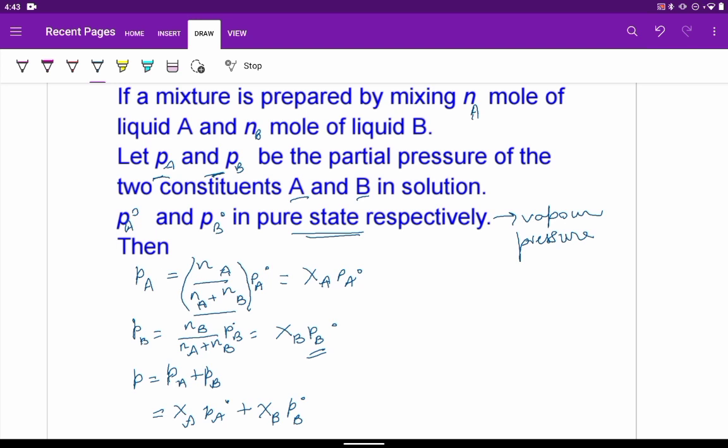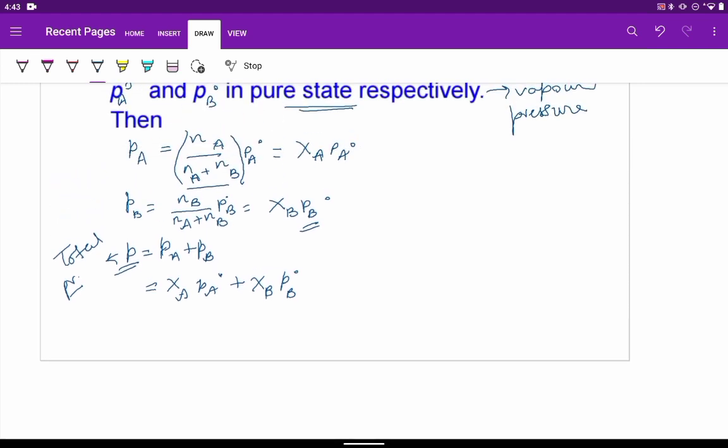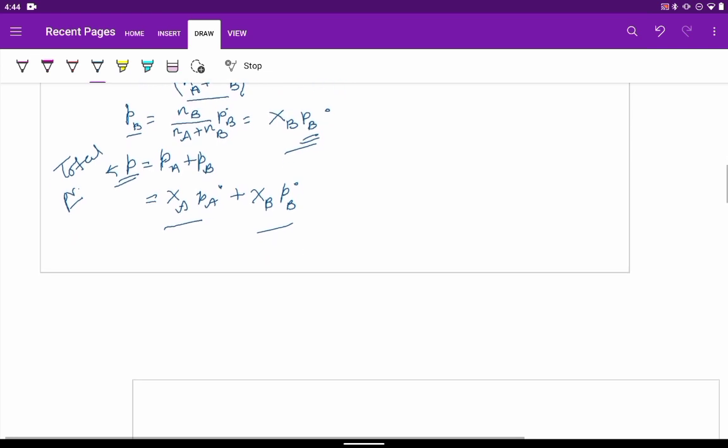So when we add Pa and Pb, what we get? Total pressure. This P is the total pressure. So by adding Pa plus Pb we get P, which is the total pressure. Now when we substitute the values of Pa and Pb, what was Pa? Pa was Xa into Pa naught. So we write it here. What was Pb? Xb into Pb naught. We write here. So adding together we will get the total pressure.